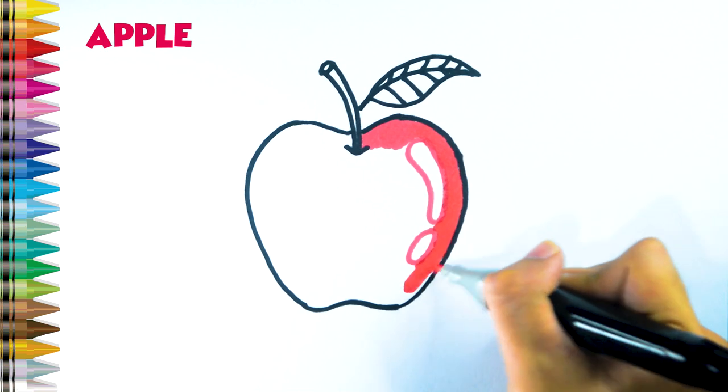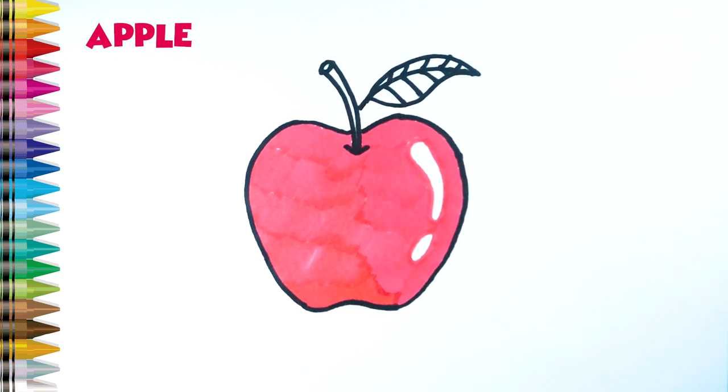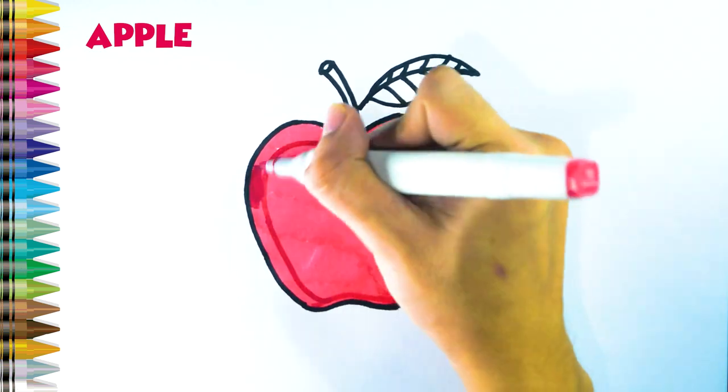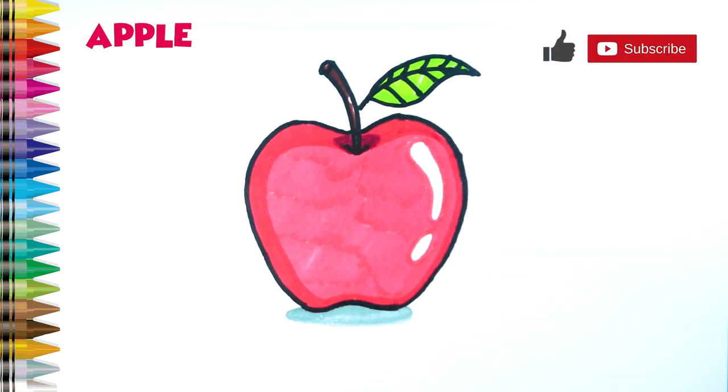Y and Z. Now I know my ABCs. Next time, won't you sing with me? A, B, C, D, E, F, G, H, I, J, K, L, M, N, O, P. Wow! A is for apple.